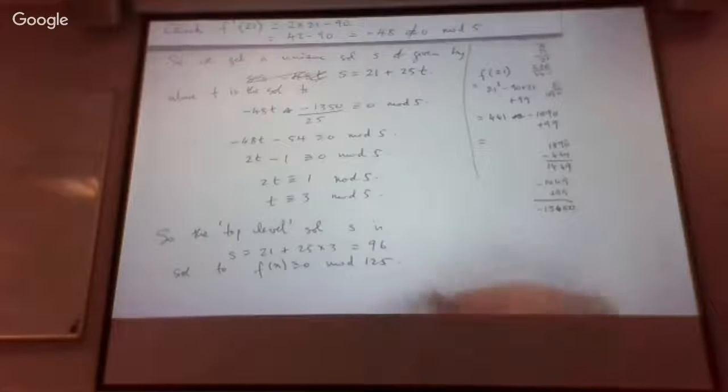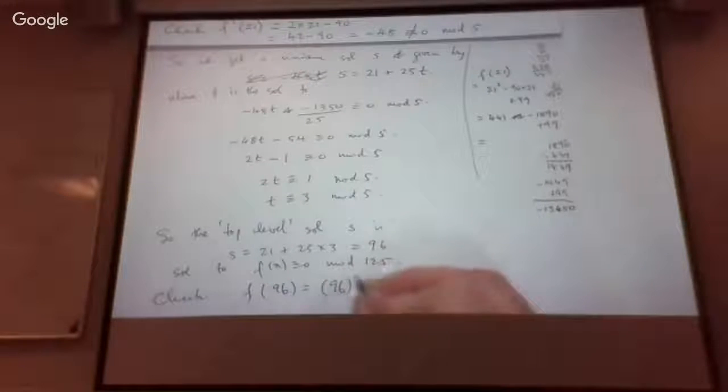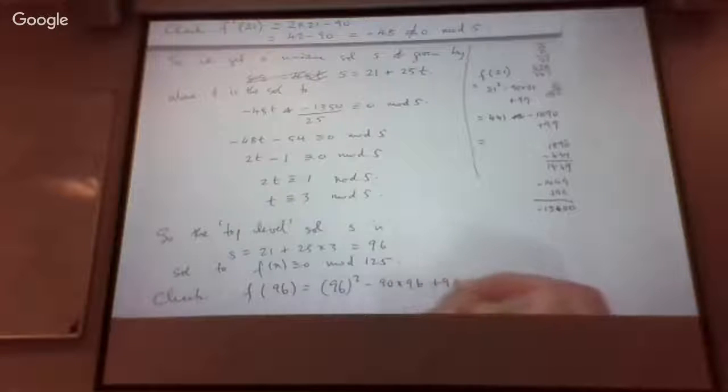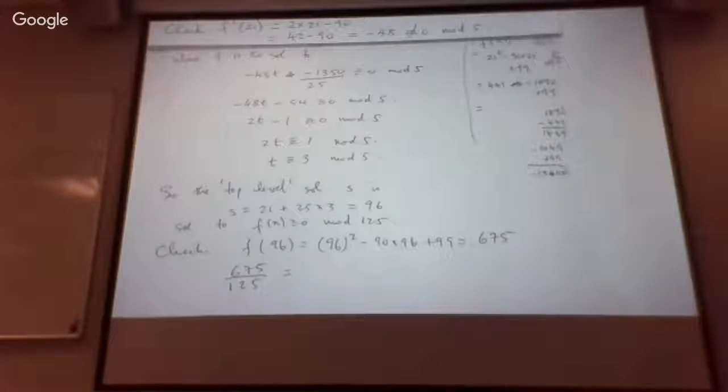But let's just check. What is f of x? It's supposed to be 96. Could someone with a calculator do 96 squared minus 90 times 96 plus 99? 675. And does 125 divide 675? Better. No, not a whole number, 5.4. Where do we go wrong?